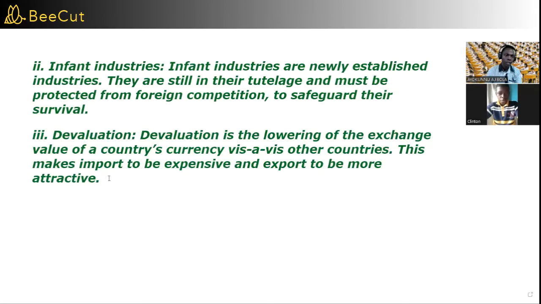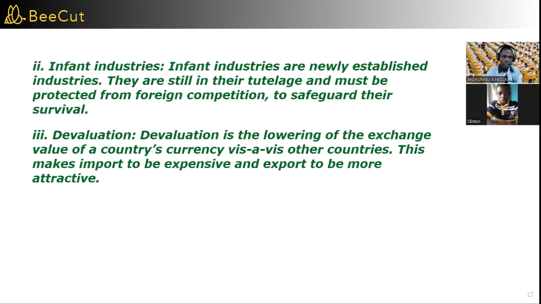For example, let's take Nigeria. The dollar rate is high now to naira. So if you are going to export, you're going to gain more than when you import. When you import, you are going to spend more to pay for the equivalent dollar value. But when you export, you collect in dollars, and when you convert it to naira, it's going to pay more. So devaluation is the lowering of the exchange value of a country's currency vis-a-vis other countries.